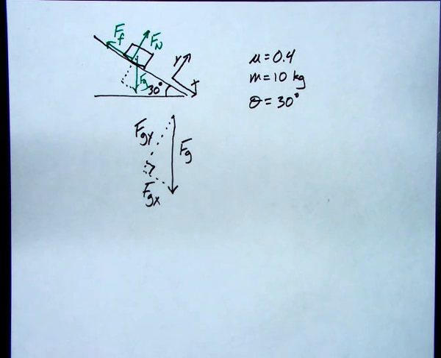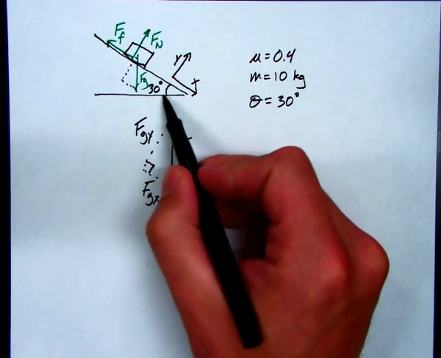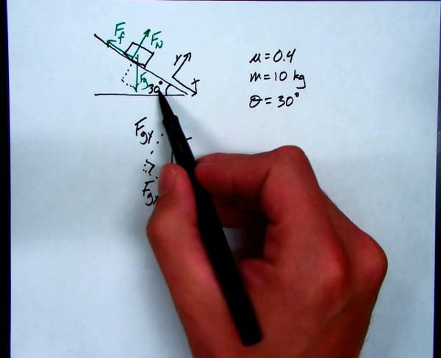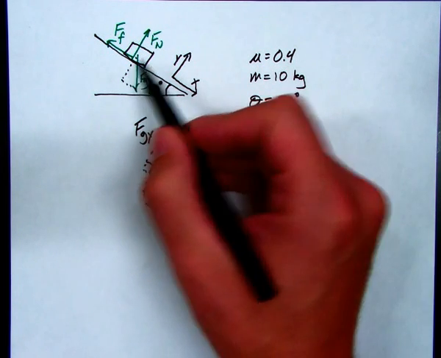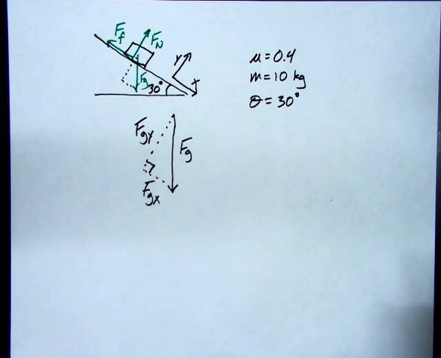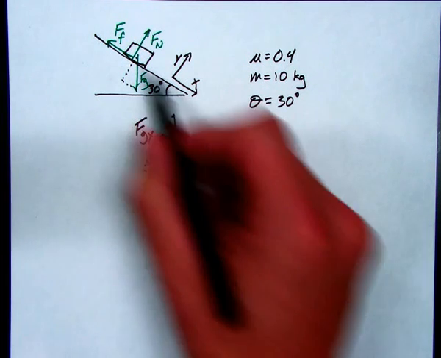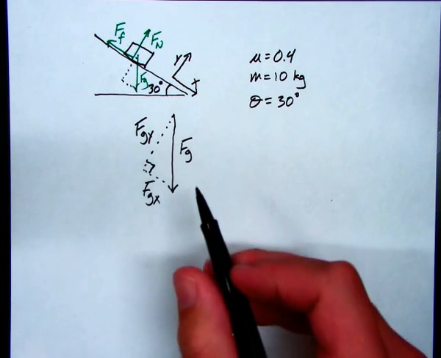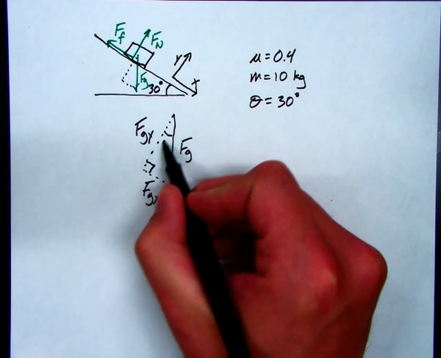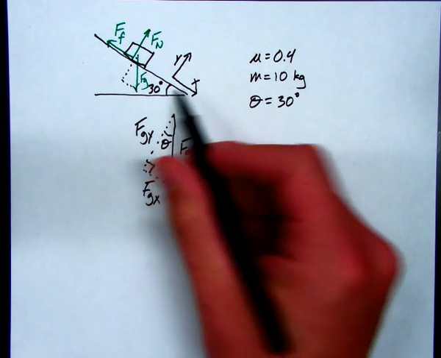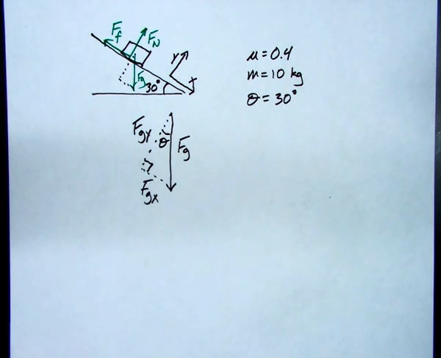Now, because the angle here is 30 degrees, the angle here is 30 degrees. We have not congruent triangles, but similar triangles. This triangle and this triangle are similar. This angle is the same theta as this one. Ask your geometry teacher to prove that to you.